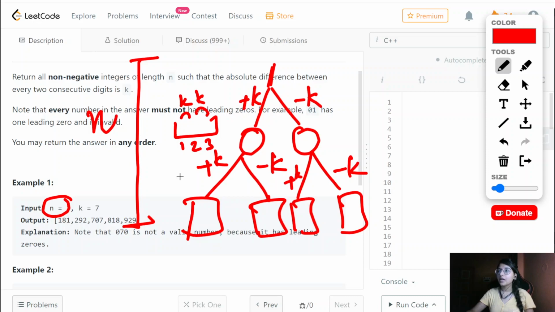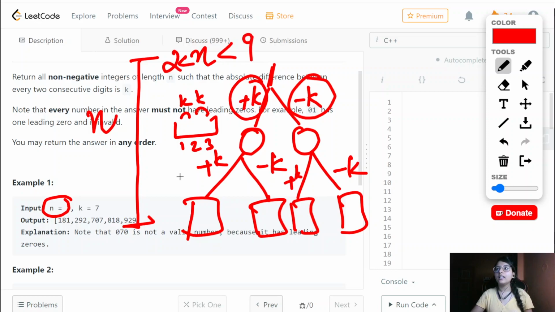It is a binary tree, where we have the option that either we will add k or we will subtract k. And we will also check whether it is valid or not on the basis of the condition, that the digit must stay in the range of 0 and 9. Only when this condition holds are we able to figure out that yes, we can add k or subtract k. So that's the thing which we are required to do here.